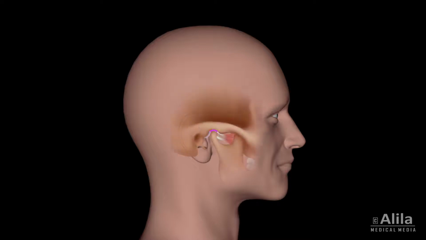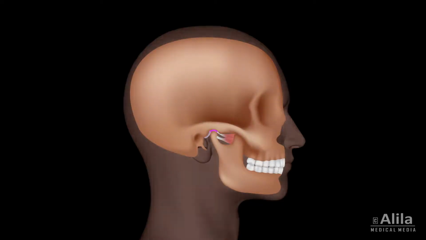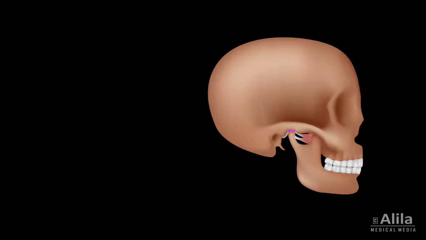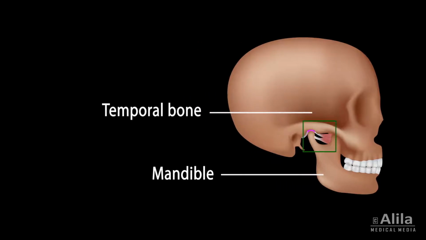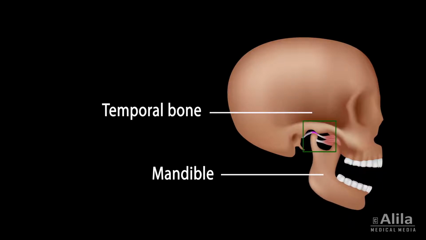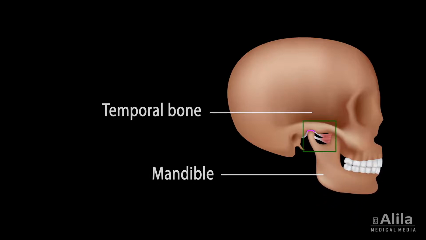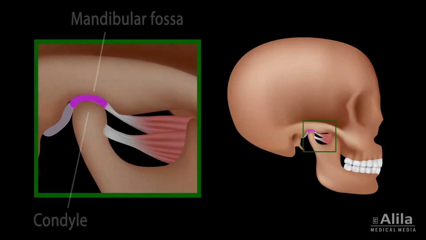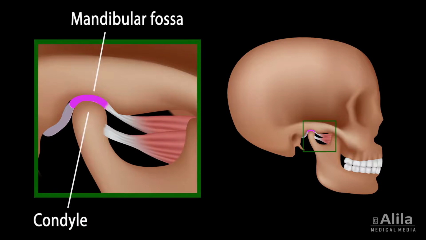The temporomandibular joint, the TMJ, is the joint between the lower jawbone, the mandible, and the temporal bone of the skull. The TMJ is responsible for jaw movement and is the most used joint in the body. The TMJ is essentially the articulation between the condyle of the mandible and the mandibular fossa, a socket in the temporal bone.